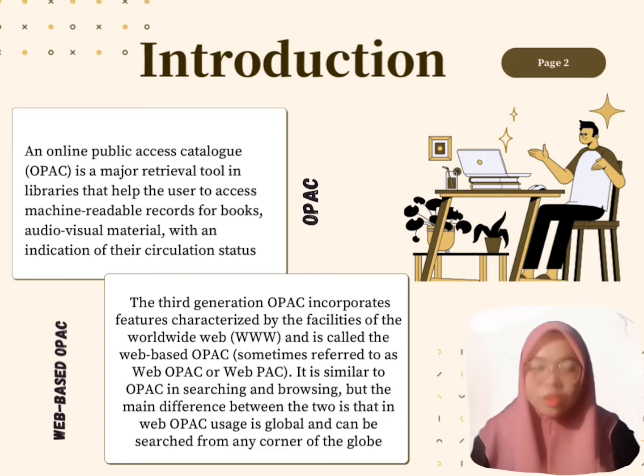In this article, the introduction mentions OPAC and web-based OPAC. An online public access catalog, which is OPAC, is a major retrieval tool in libraries that helps the user to access machine-readable records for books and audiovisual material, with an indication of their circulation status. The OPAC has also revolutionized library service for two reasons: it offers up-to-date information and multiple access points to information held in the library, and it enables access to information in local, regional, or national networks.